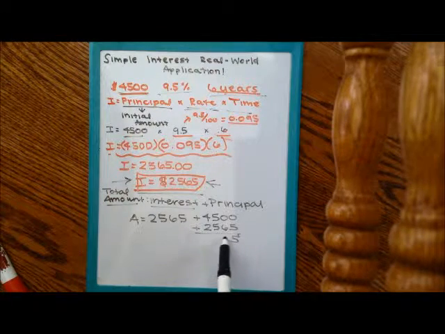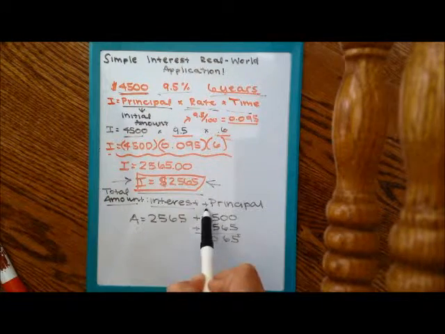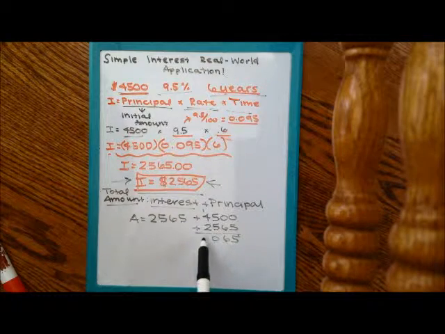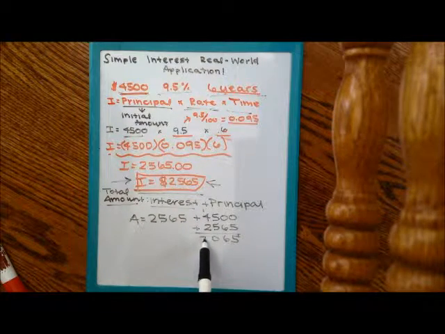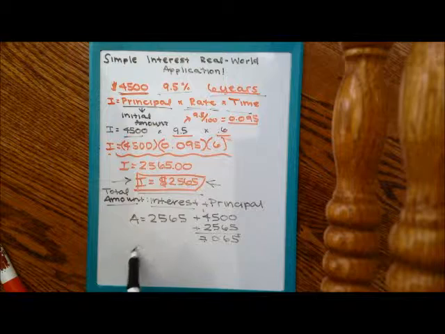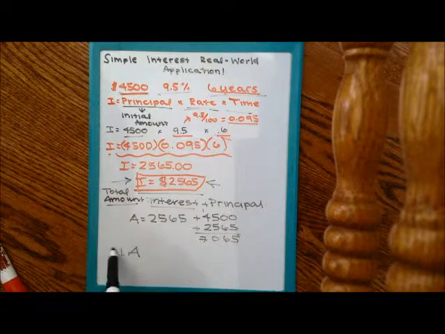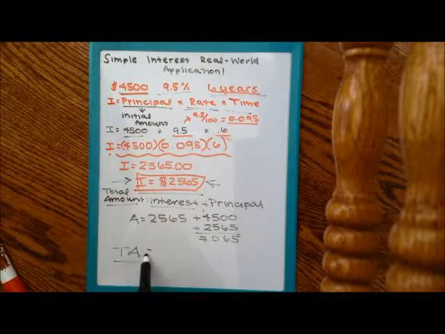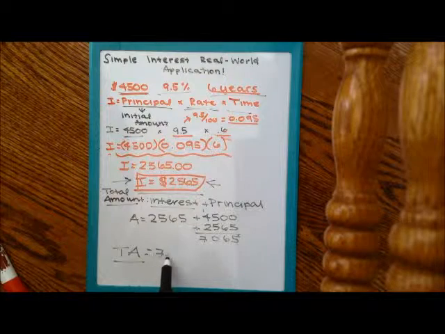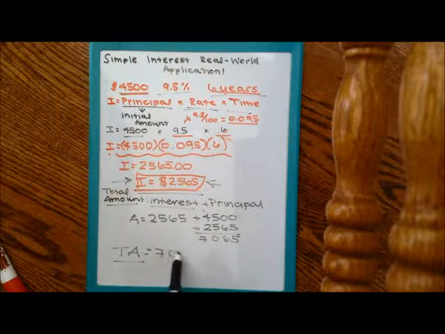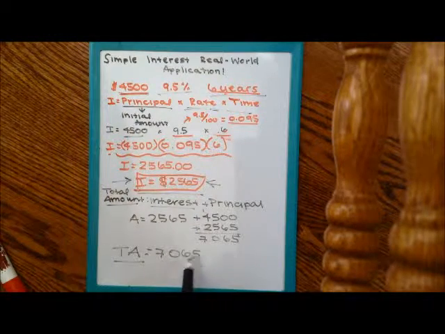Let's say 5 plus 0 is 5, 6 plus 0 is 6, carry the 1, and that would be our total amount. We'll put a T there for our total amount equals $7,065.